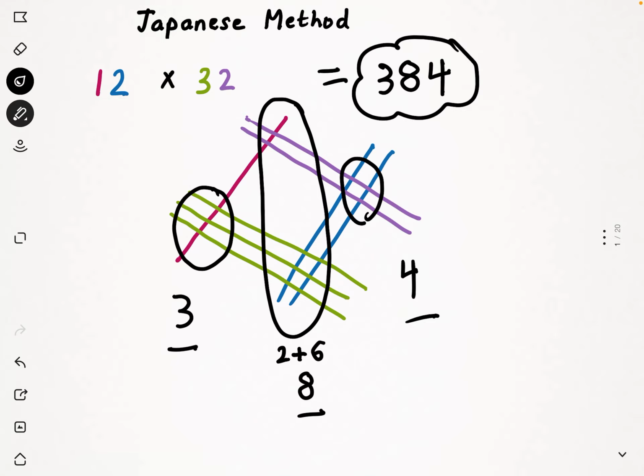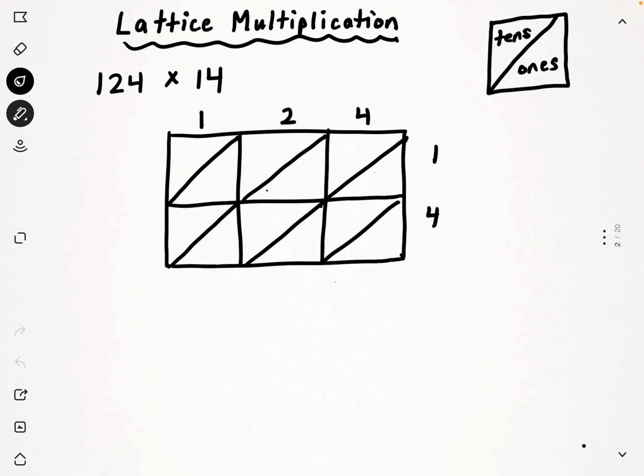Okay, let's look at another method. Let's look at the lattice multiplication method. This time I have 124 times 14. This method is a little bit different. We're not going to draw lines. We're going to place numbers in boxes like these. So I have the 3 digits 1, 2, and 4 across. And the 2-digit number 14 I have represented with blocks going vertical.